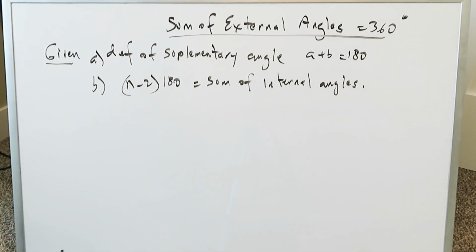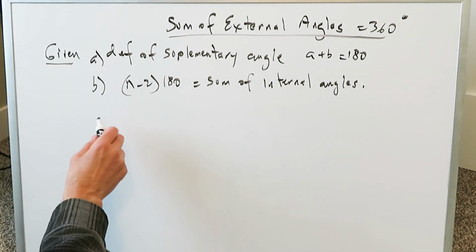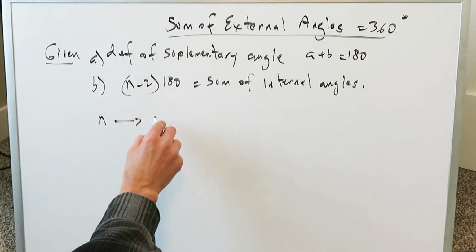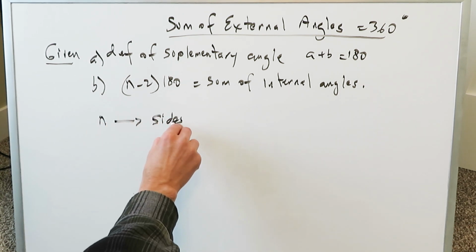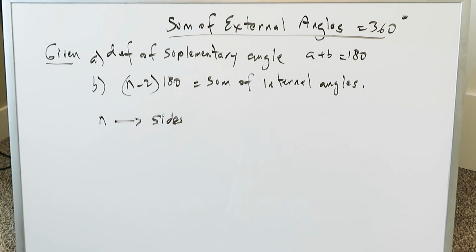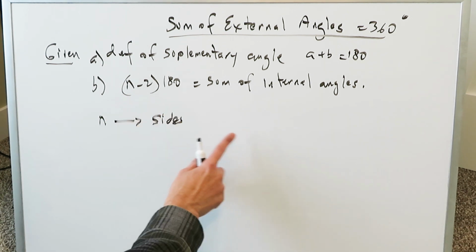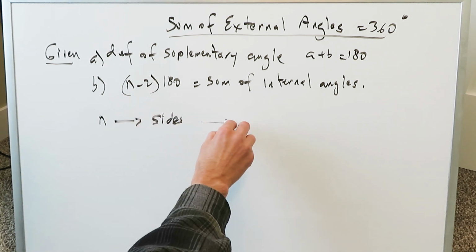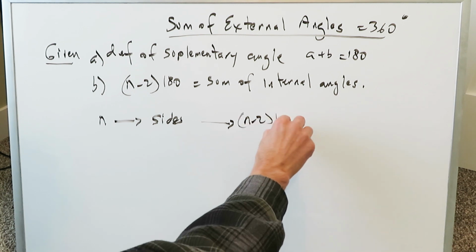How do you do this? Well, how about this? Let n equal the number of sides we have. We're looking at a polygon which has n sides. We have to look at everything here with regards initially to this. This polygon has a certain number of sides. It has a certain measure of internal angles, and it is equal to n minus 2 times 180.